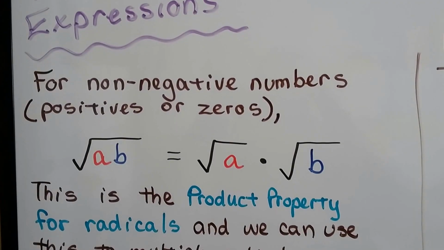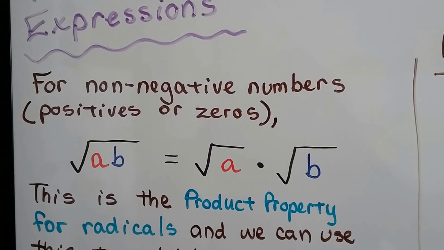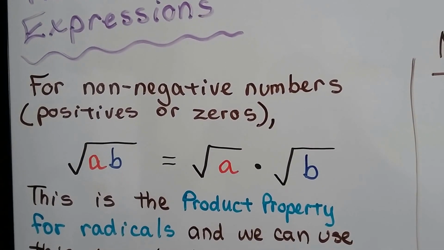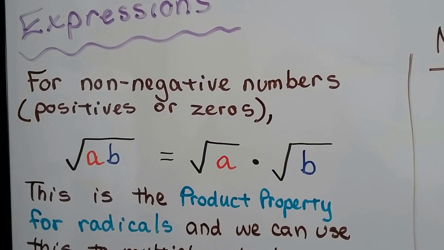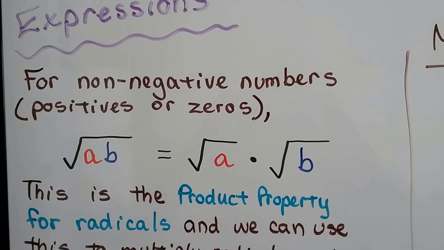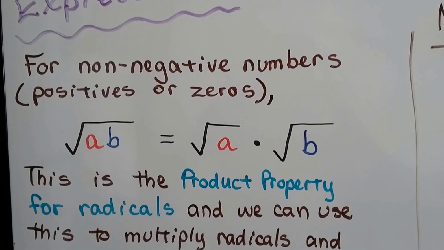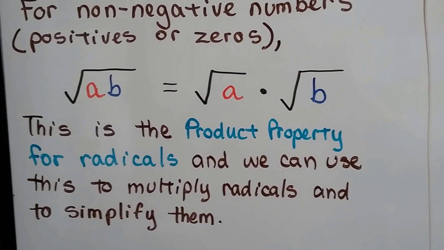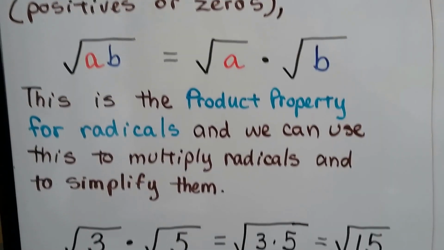We've talked about this before, the product property for radicals. It says for non-negative numbers, that's positives or zeros, if we have the square root of a times b, we can break it up to equal the square root of a times the square root of b. That's the product property for radicals, and we can use this to multiply radicals and to simplify them.